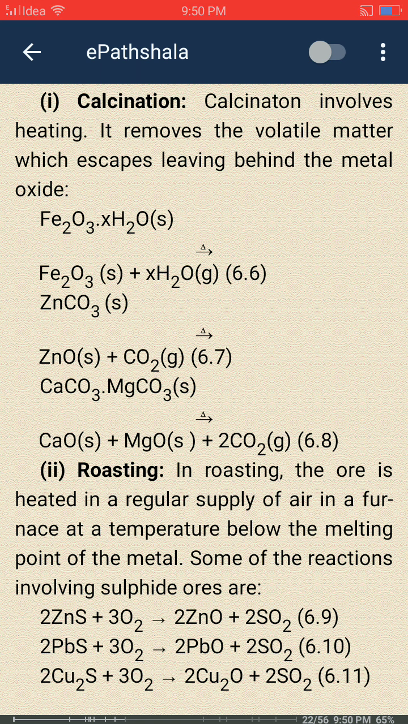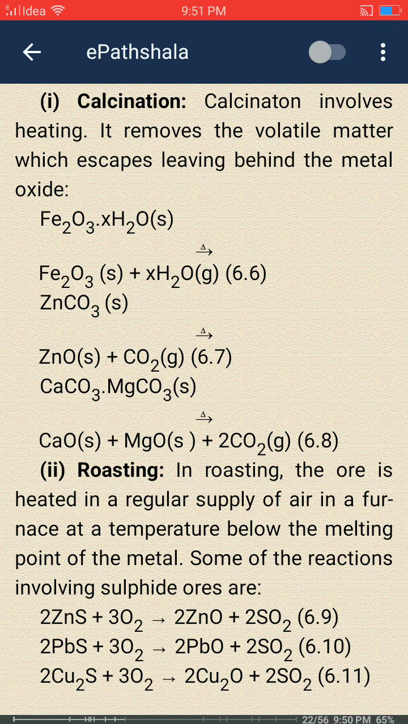Okay, so when we take concentrated ore, just heat that ore. So what is happening there? The volatile matter escapes, leaving behind the metal oxide. So that is given there. That is Fe2O3·xH2O, the concentrated ore. When we heat that, we get Fe2O3. That is the metal oxide. Here it is iron oxide.